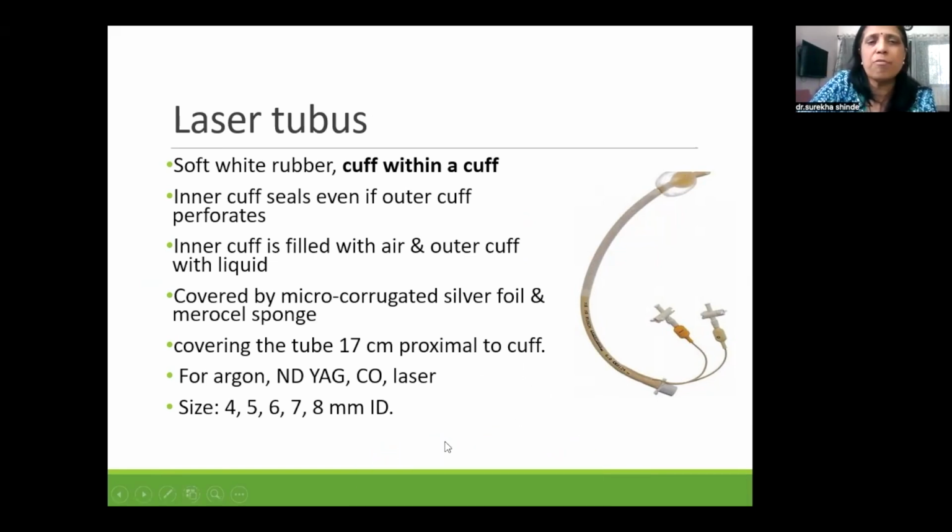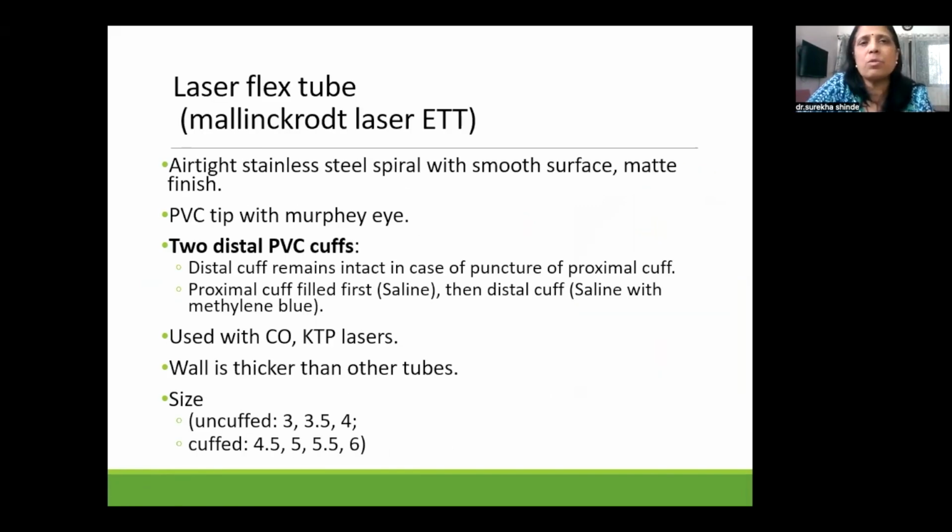There are sizes like 4, 5, 6, 7, and 8 millimeters available. This is the most commonly used tube. We also have it in our hospital, and the institutes which do a lot of laser surgeries in ENT use the laser flex tube. Like Dinanath Mangeshkar Hospital, I want to special mention them because on an average, at least 2 cases every day they are doing. So their team is quite thorough with how to go about laser problems, and touch wood, up till now they didn't face any single complication like airway fire. The rest, I think all of us are able to manage.